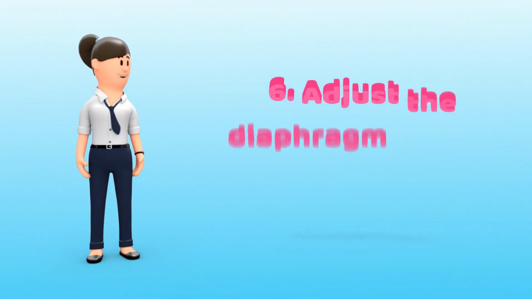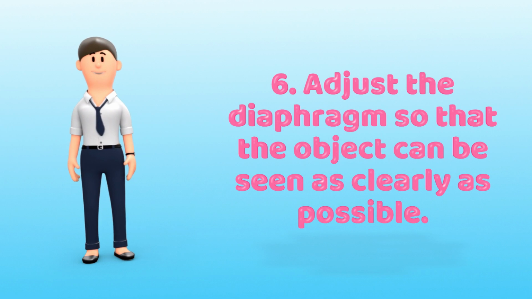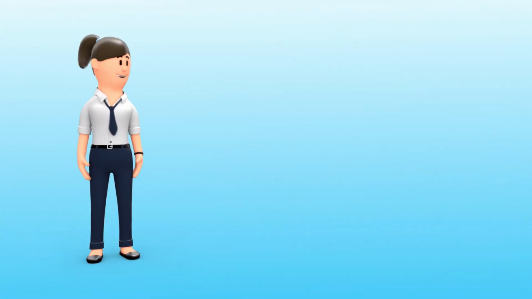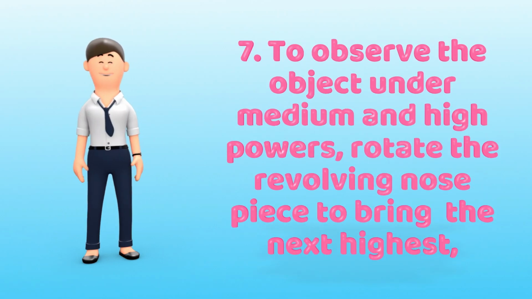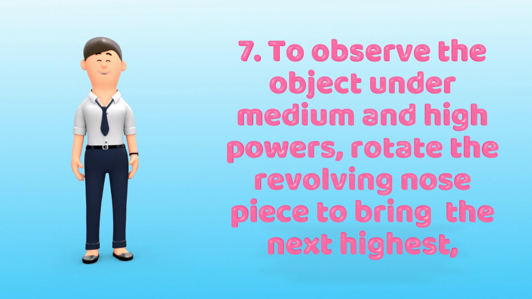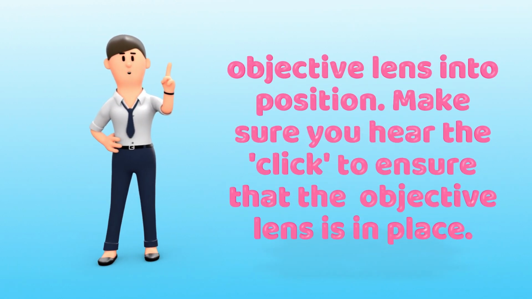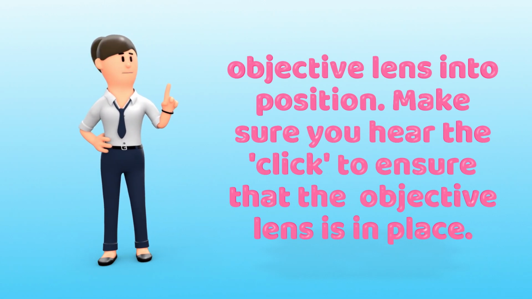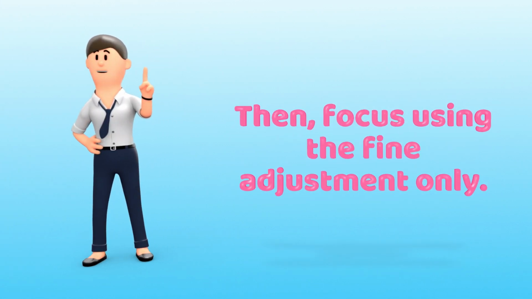Number 6. Adjust the diaphragm so that the object can be seen as clearly as possible. Number 7. To observe the object under the medium and high powers, rotate the revolving nosepiece to bring the next highest objective lens into position. Make sure you hear the click to ensure that the objective lens is in place. Then focus using the fine adjustment only.